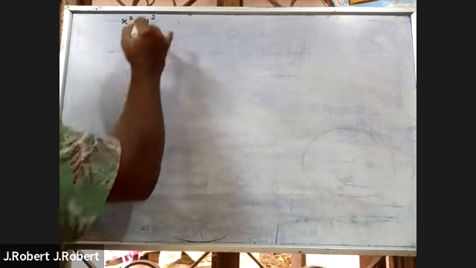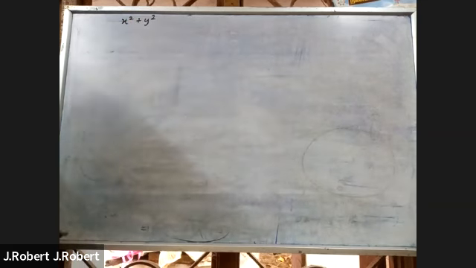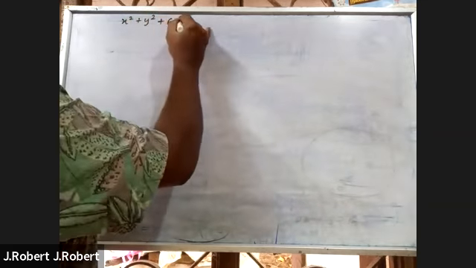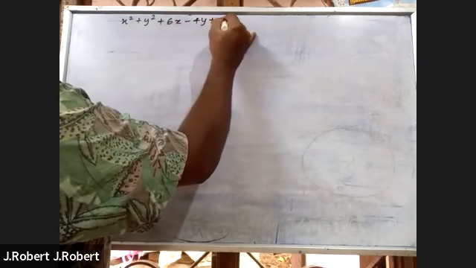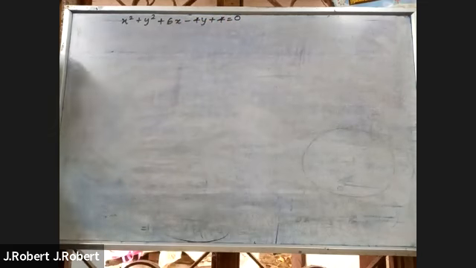First one, x square plus y square plus 6x minus 4y plus 4 equal to 0 is the given circle. Okay. So you find out the circle radius and center.